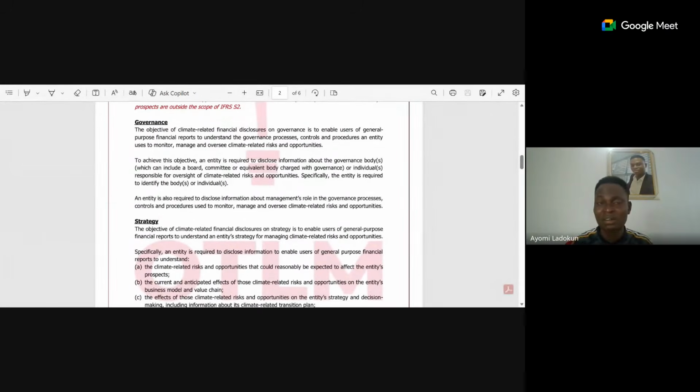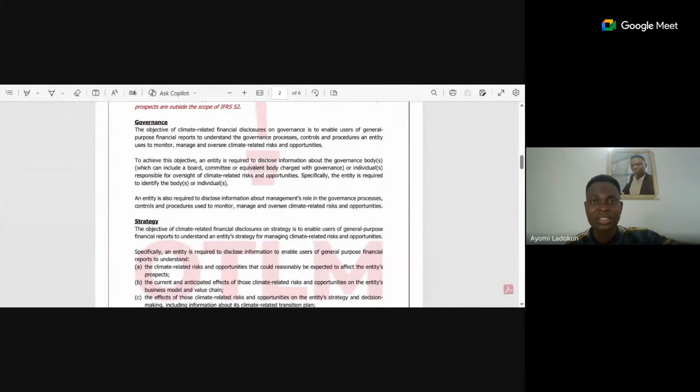You understand that governance process that you are using to monitor climate related risks and opportunities is in place. That's it from the board. It's either they have a designated board structure or board committee that oversees sustainability related issues, or they expand an existing board structure to also take care of sustainability related issues.